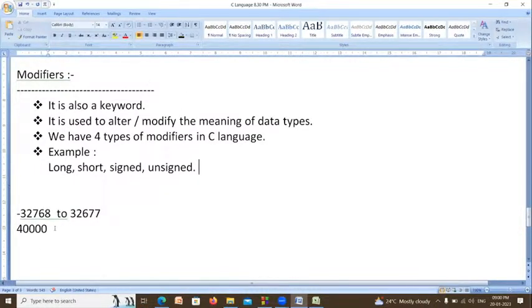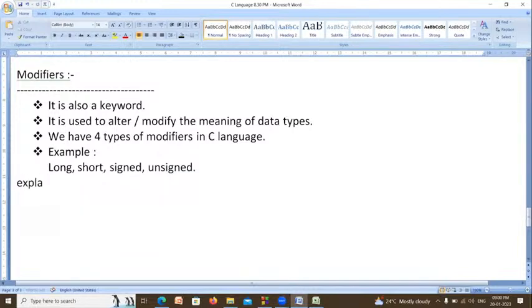If you want to increase the size of an integer, then we have to use the long integer. If you want to decrease the size of an integer, then you have to use short integer. If you want to store only negative numbers in an integer, then you have to use signed integers. Sign means negative numbers. It has a sign, minus sign. If you want to store only positive numbers, then you have to use unsigned integers. So these 4 are the modifiers available in C language.